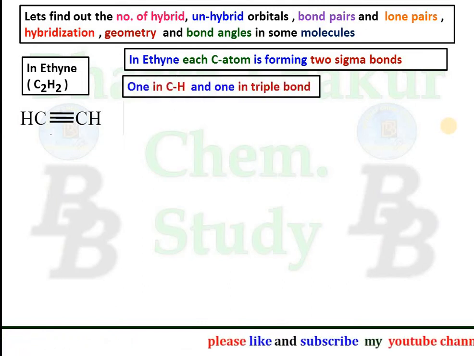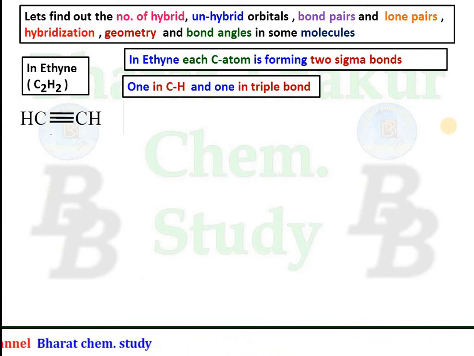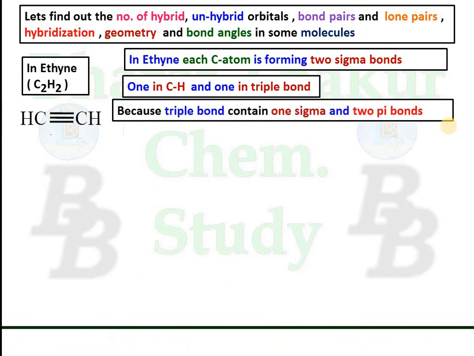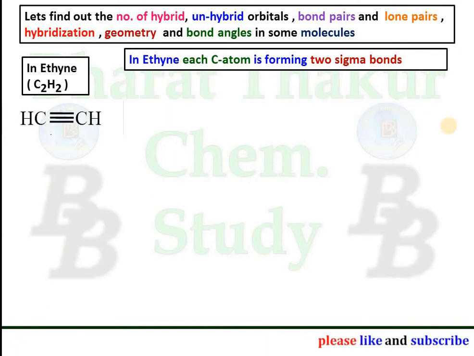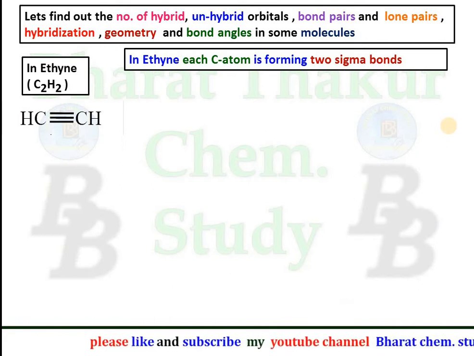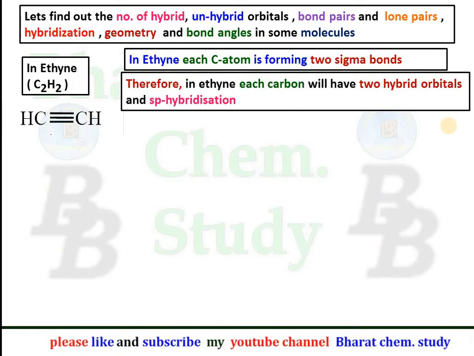1 sigma bond because of the carbon-hydrogen single bond, and 1 sigma bond present in the triple bond, because we know that a triple bond always contains 1 sigma bond and 2 pi bonds. So that means that in ethyne the central carbon atom is forming 2 sigma bonds. Therefore in ethyne each carbon will have 2 hybrid orbitals.